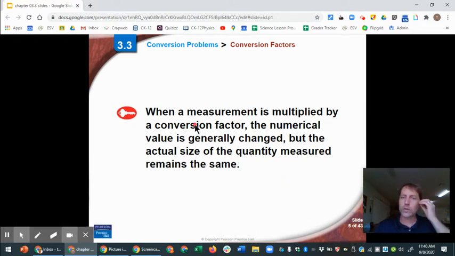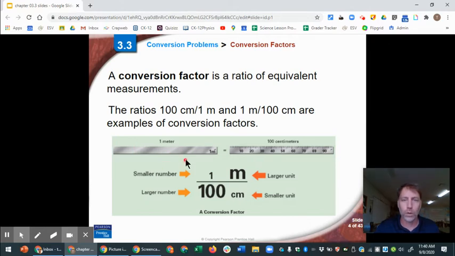When a measure is multiplied by a conversion factor, the numerical value is generally changed, but the actual size is not. So if I convert from 1 meter to 100 centimeters, my quantity goes from 1 to 100, but the actual length that I've walked or measured is still the same length.